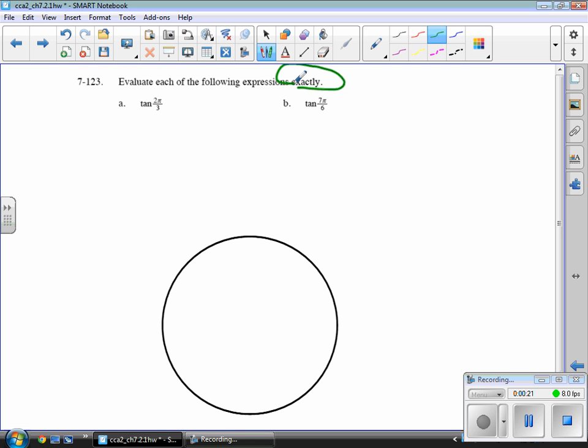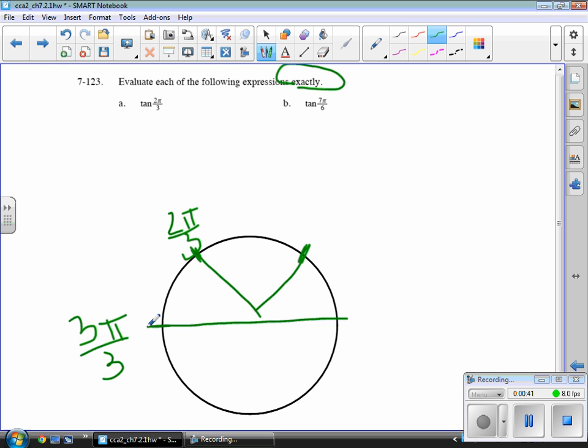Our first one is tangent of 2 pi over 3. So here's what I'm going to do. I'm going to break up this circle here. Here's pi, right? I'm going to break it up into thirds. So here's 1, here's 1. So this is 2 pi over 3. This is 1 pi over 3, 2 pi over 3. This would really be 3 pi over 3, but we just call it pi. Okay, so we know we're at this angle right here.